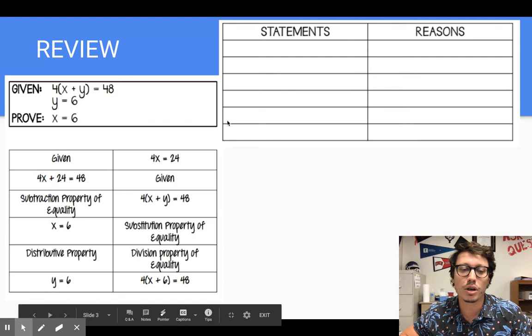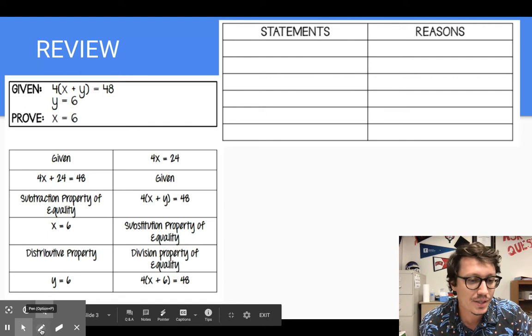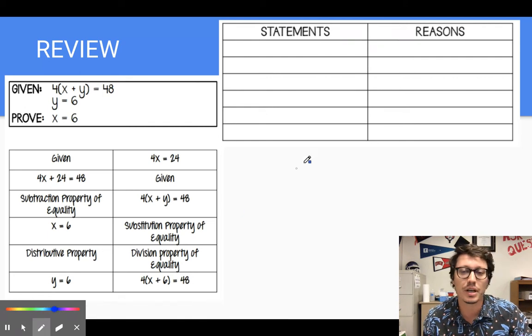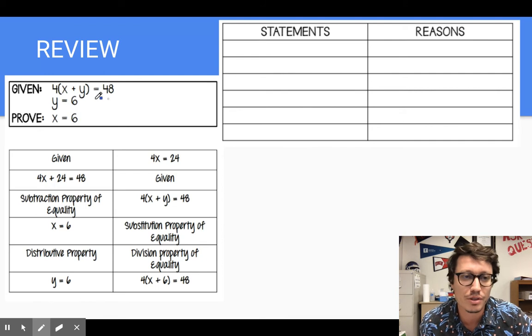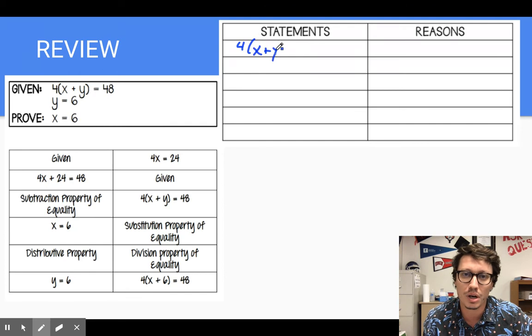Remember, always start with getting that easy money. Always give the given answers first. We always take what is given to us and write that as the first statement. So 4 parentheses x plus y, close the parentheses, equals 48. Our first reason will always be given. And always rewrite what you're trying to prove as your last statement, x equals 6.